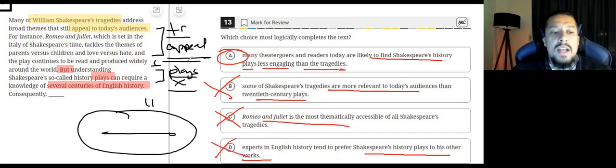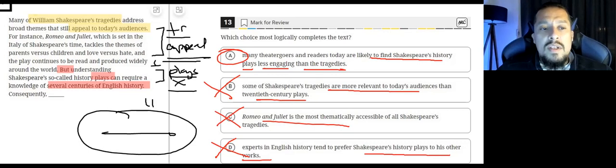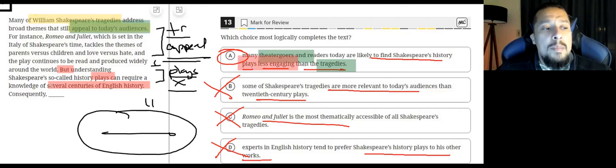So also when you're choosing an answer, you really need to make sure you connect these answers, right? And if you see these connections here, theater goers find the tragedies engaging, so they appeal to today's audiences. The plays are less engaging, and why? Because they require several centuries of history.